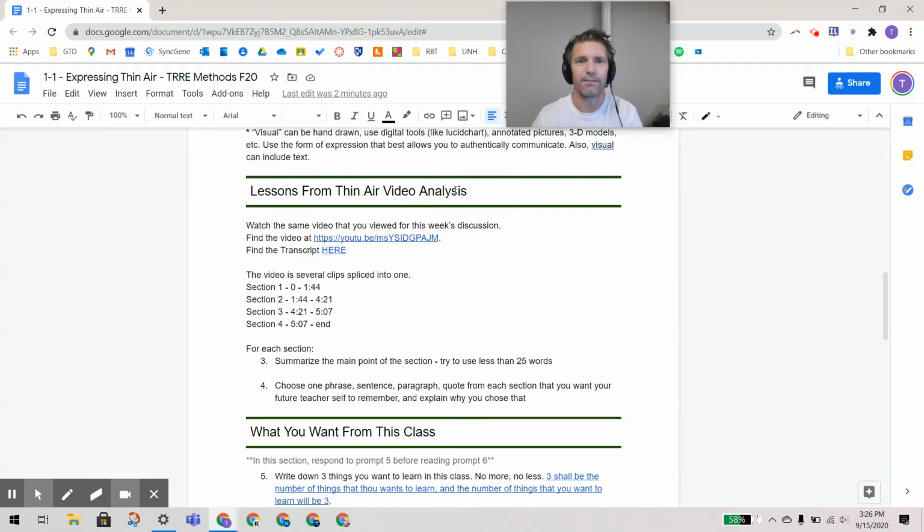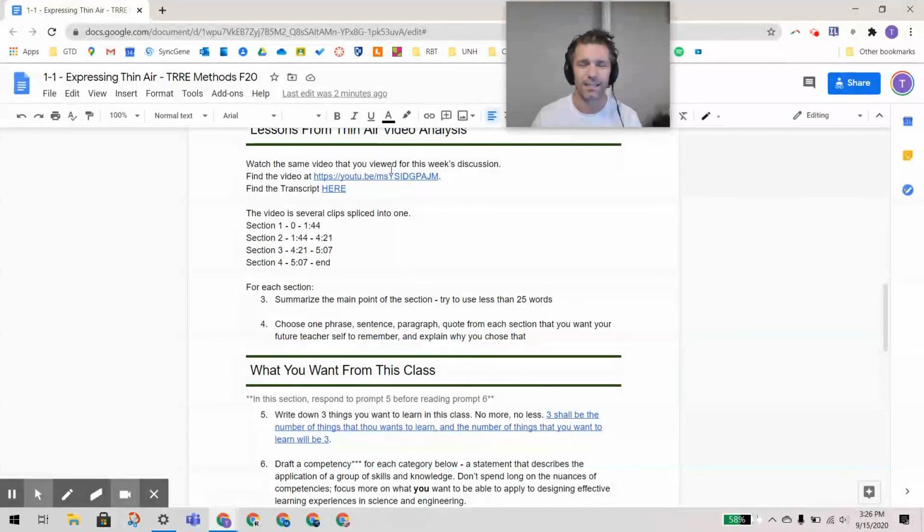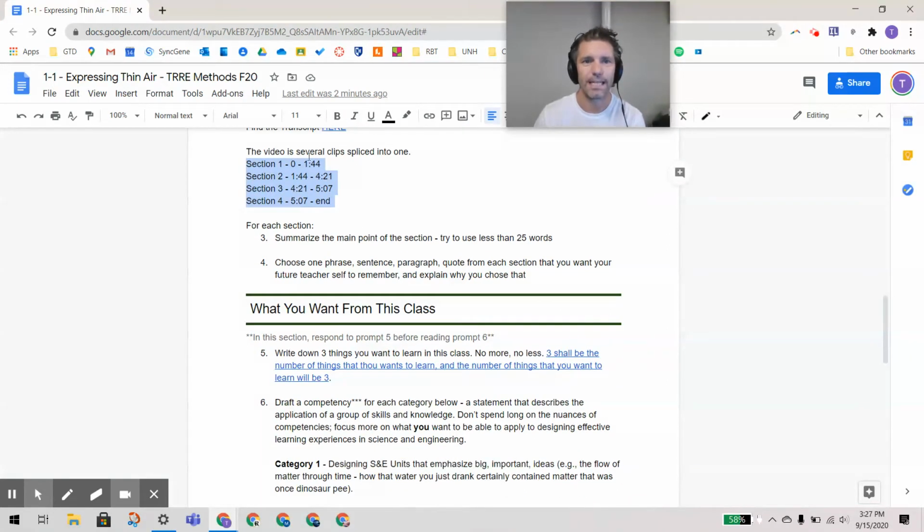Second section is video analysis from thin air. Just dive a little deeper into the information. So you watch the same video that you viewed for the past week's discussion, and same stuff, the video and the transcript here. Now, just for your edification, there are 4 sections it's spliced into. And for each of these sections, even though I don't think I marked it in the video, there are 4 sections.